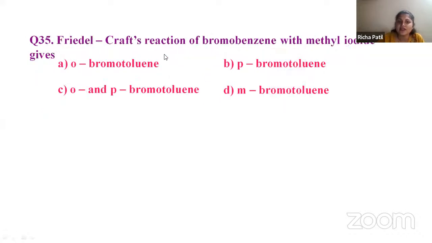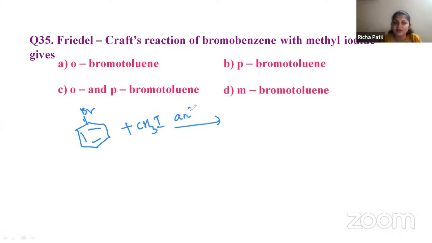Next, Friedel-Crafts reaction of bromobenzene with methyl iodide gives what? What do you mean by Friedel-Crafts on bromobenzene? So now bromobenzene, Br, plus methyl iodide, in the presence of AlCl3. Okay, this is the Friedel-Crafts reaction. How does it form? It also forms.